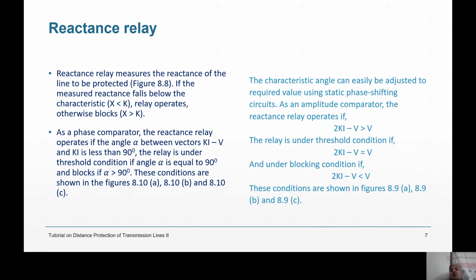As an amplitude comparator, 2Ki minus V and V. V is the restraining quantity. 2Ki minus V is the operating quantity. If 2Ki minus V is more than V, operate. Equal to V, threshold. Less than V, block. Simple, no? I mean, not very difficult.